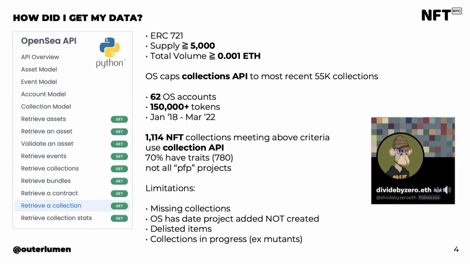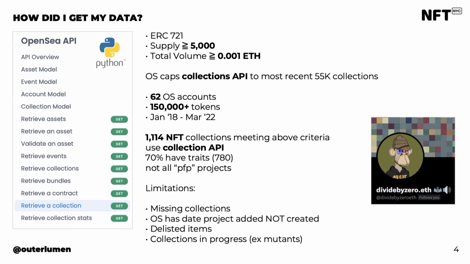Now, with OpenSea we discovered quickly, and I'm just going to give a brief shout out to my partner, Divide by Zero. He's a dev in the space, and for this one I decided that I wanted to do this on my own. So him hand-holding me through writing Python has been wonderful, and I learned a lot, so I appreciate it. But when we did the 55,000 pull, we learned that OpenSea only lets you scrape the last 55,000 collections.